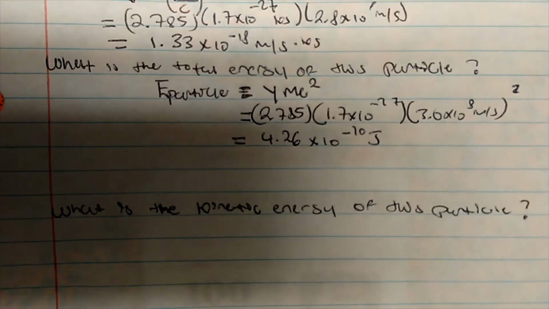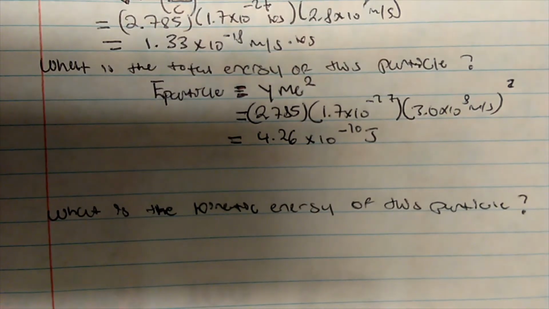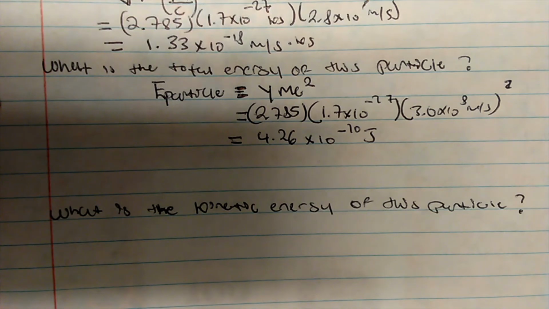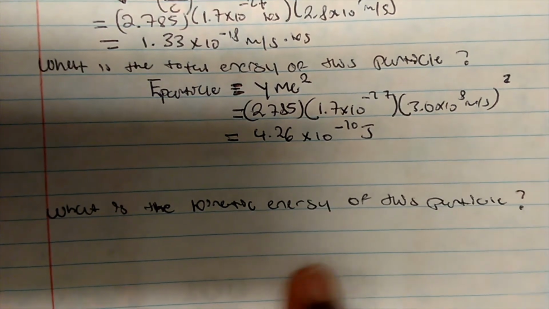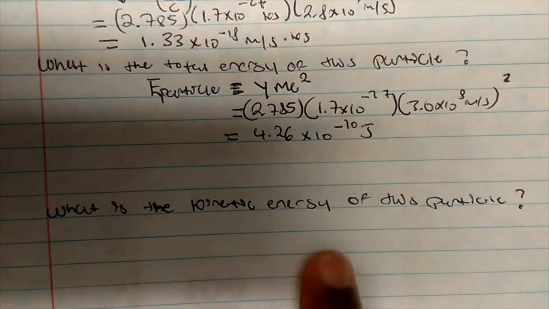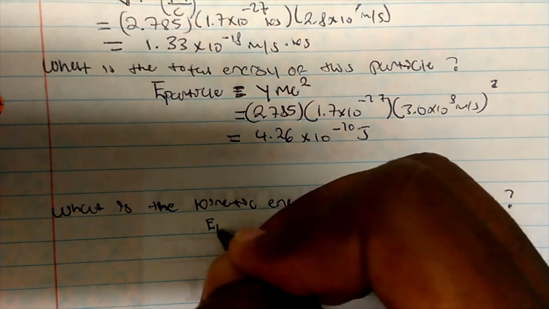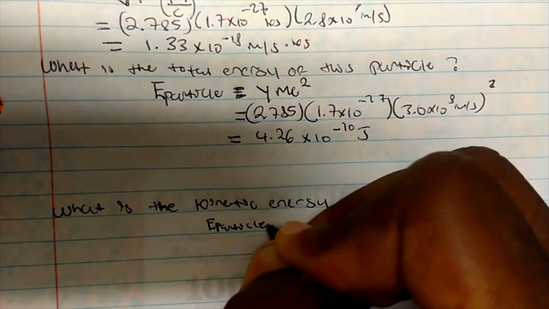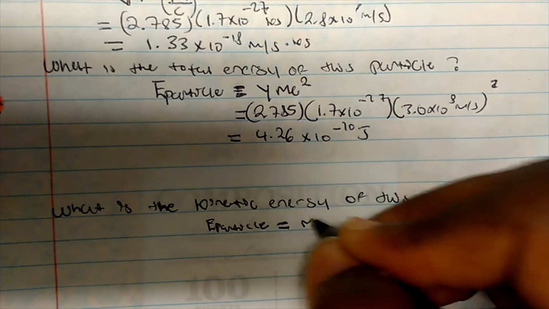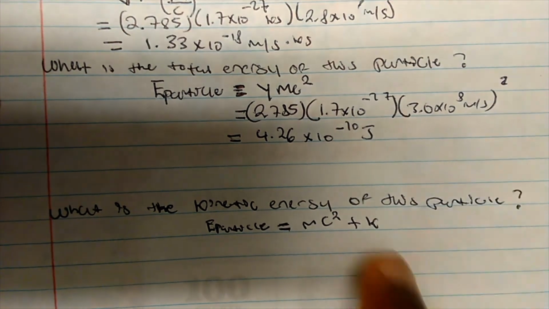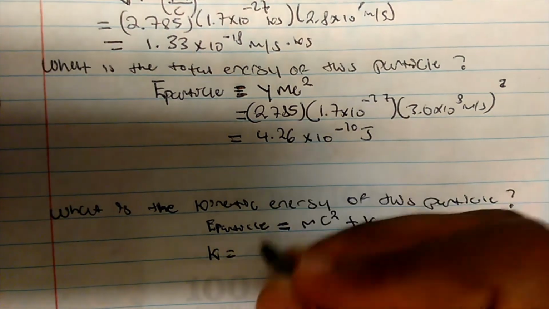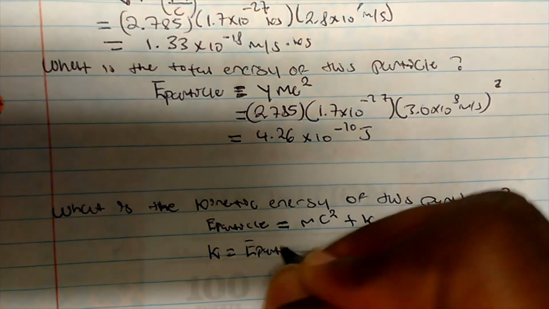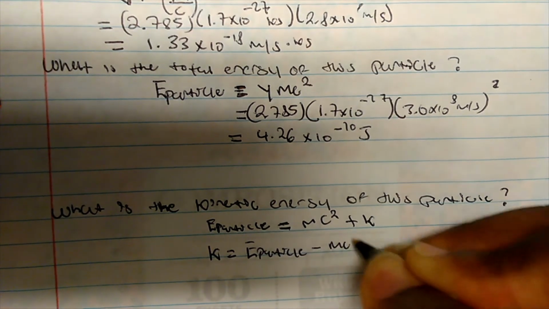Now the question might ask, well, what is the kinetic energy of this particle? Well, think about it. We know the kinetic energy is 1/2 mv squared, but we can make this easier. We know the energy of a particle is just equal to mc squared plus K. So therefore, we could actually solve for the kinetic energy. And so K will be equal to the total particle energy minus its rest energy, mc squared.